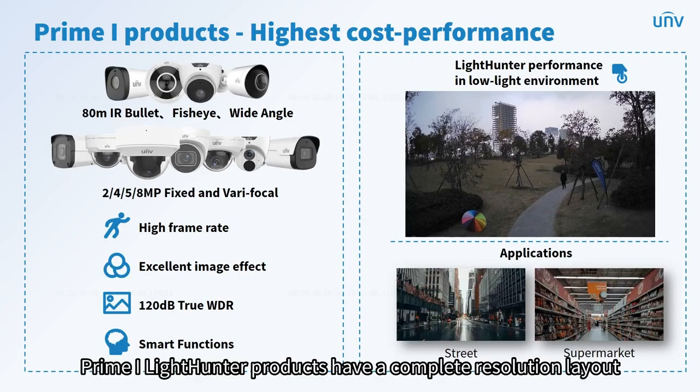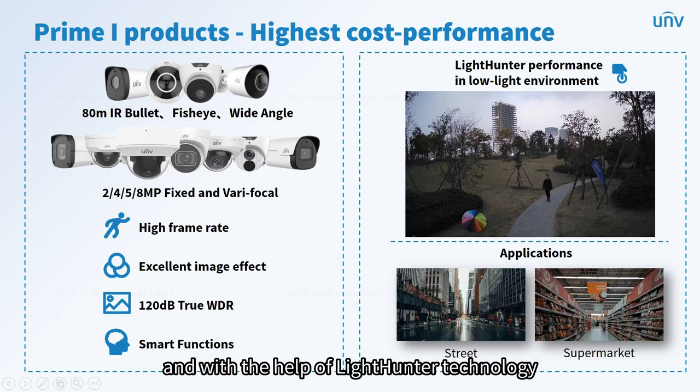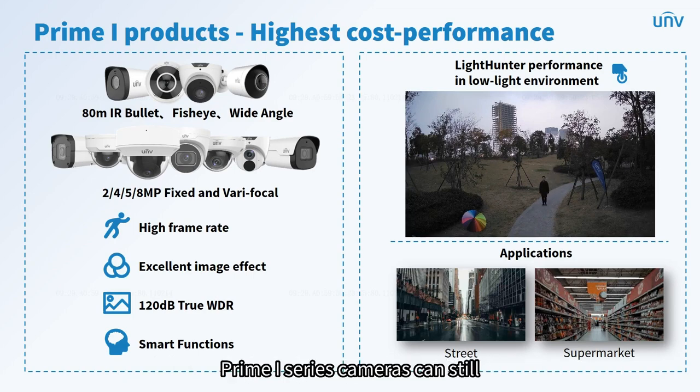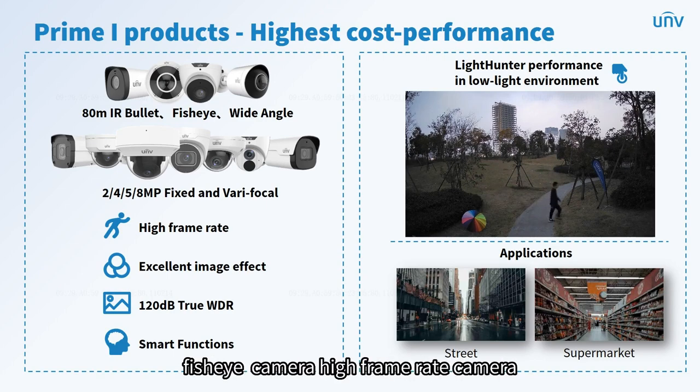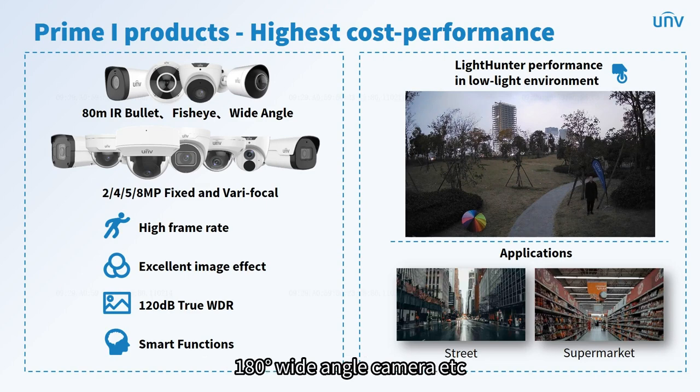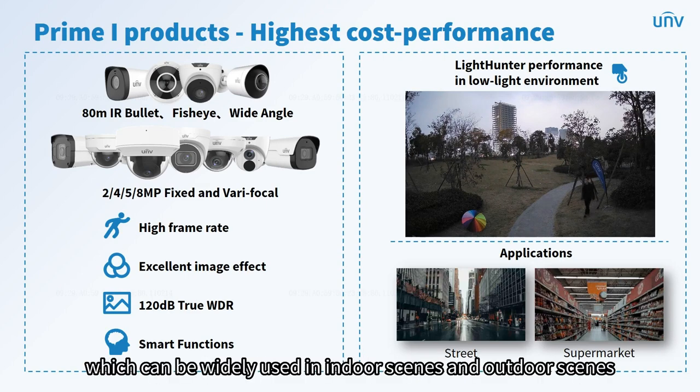Prime 1 Light Hunter products have a complete resolution layout, and with the help of Light Hunter technology, Prime 1 series cameras can still get higher quality image results in low light conditions. The Prime 1 series also has a variety of options such as 80m IR bullet camera, fisheye camera, high frame rate camera, 180 degree wide-angle camera, etc., which can be widely used in indoor scenes and outdoor scenes.